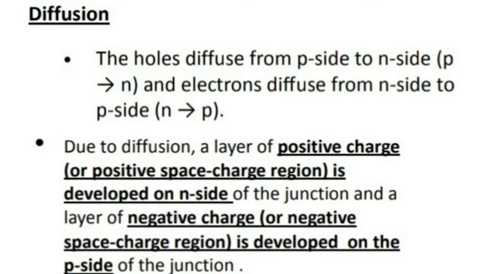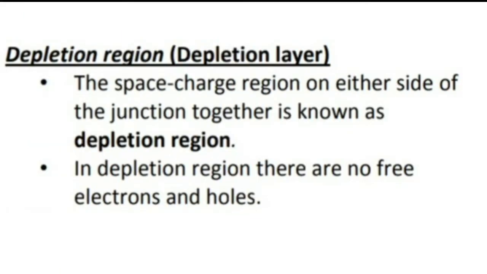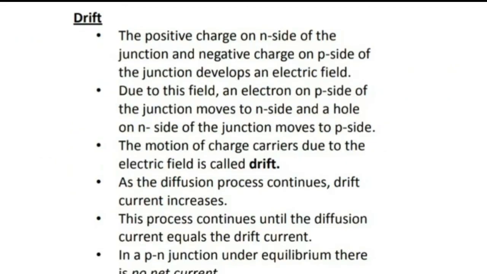Due to diffusion, a layer of positive charges, which are positively charged donor atoms, appears on the N side of the junction, and a negatively charged layer, which are the negatively charged acceptor ions, on the P side of the junction. The space charge region, which is depleted of any mobile charges and appears on either side of the junction together, is known as the depletion region. An important point to remember: in the depletion region there are no free electrons and holes.